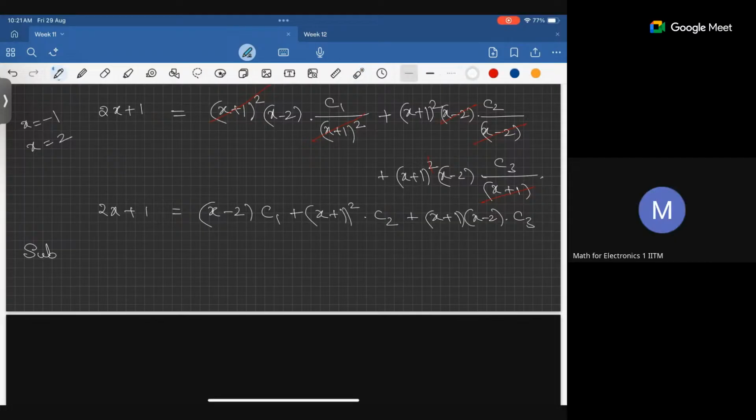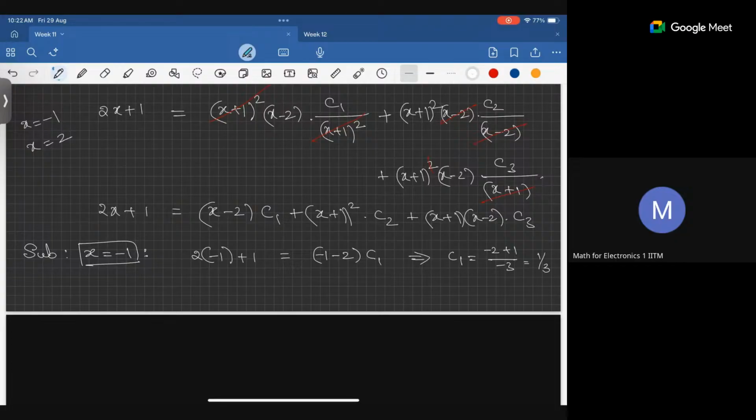So you substitute x is equal to minus 1. On the left hand side you will have 2 into minus 1 plus 1. On the right hand side, the C2 term and C3 term will vanish because they have the factor x plus 1, and the only term left is the one with C1. From this we get C1 to be minus 2 plus 1 divided by minus 3, which is minus 1 by minus 3, that is 1 by 3.